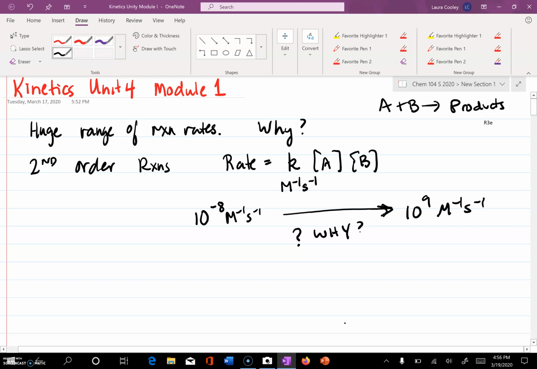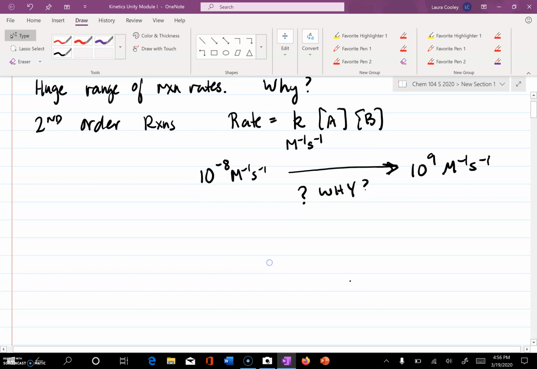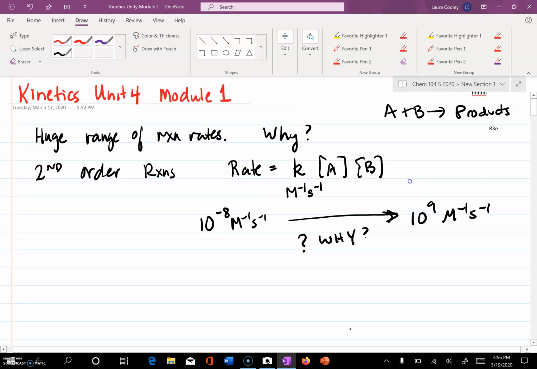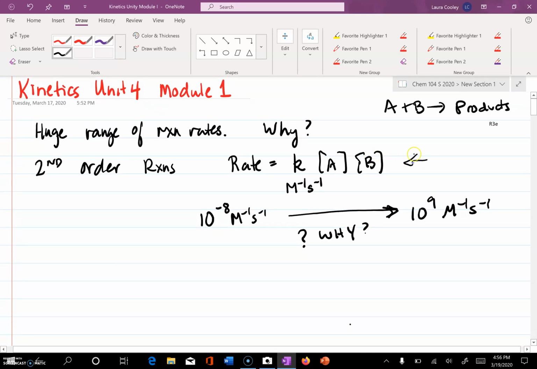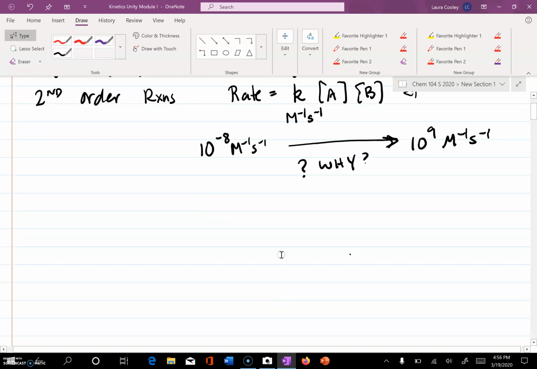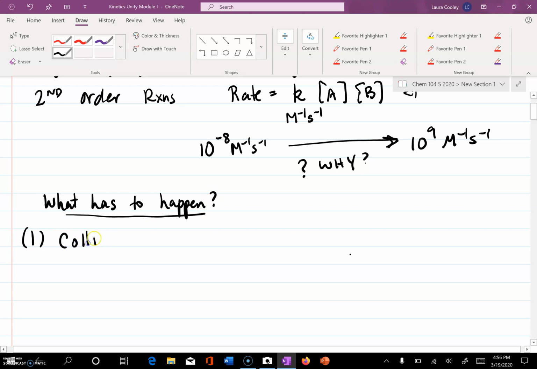So in order to understand this, we have to kind of understand what's going on in a chemical reaction. What has to happen? In particular, I'm talking about a second order reaction, which has this rate law and in general requires a collision between two molecules. So what has to happen when you have a reaction that requires a collision is, number one, you have to have a collision. So a collision must occur.